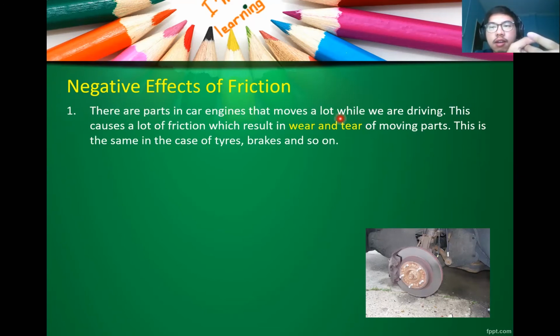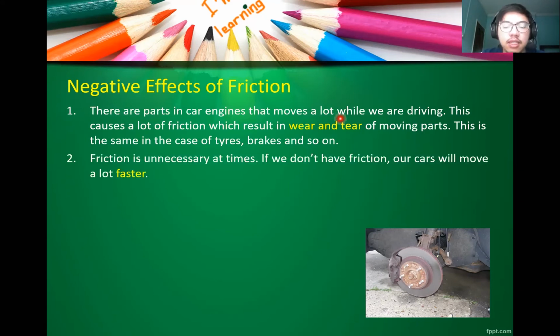And when things are rubbing against each other, the surface will tend to lose out. In other words, you are slowly removing the surface. And this is quite bad, especially in machineries where you want the parts to last as long as possible. But because of friction, the parts slowly will be worn out and therefore you have to replace them, and that is bad. Friction is unnecessary at times. If we don't have friction, our cars will move a lot faster.